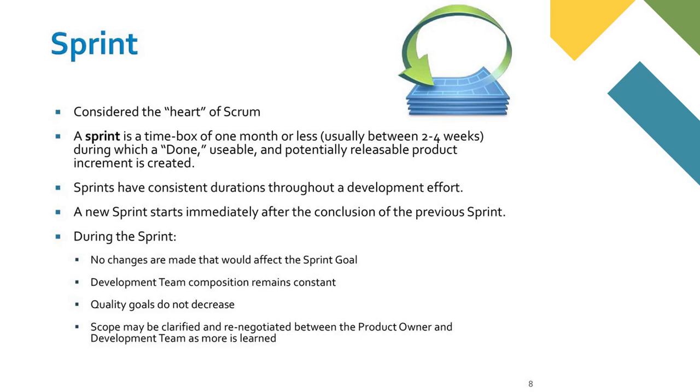The new sprint starts immediately after the conclusion of the previous sprint. During the sprint, no changes are made that would affect the sprint goal, and the development team composition remains constant. Quality goals do not decrease, and scope may be clarified and renegotiated between the product owner and the development team as more is learned.